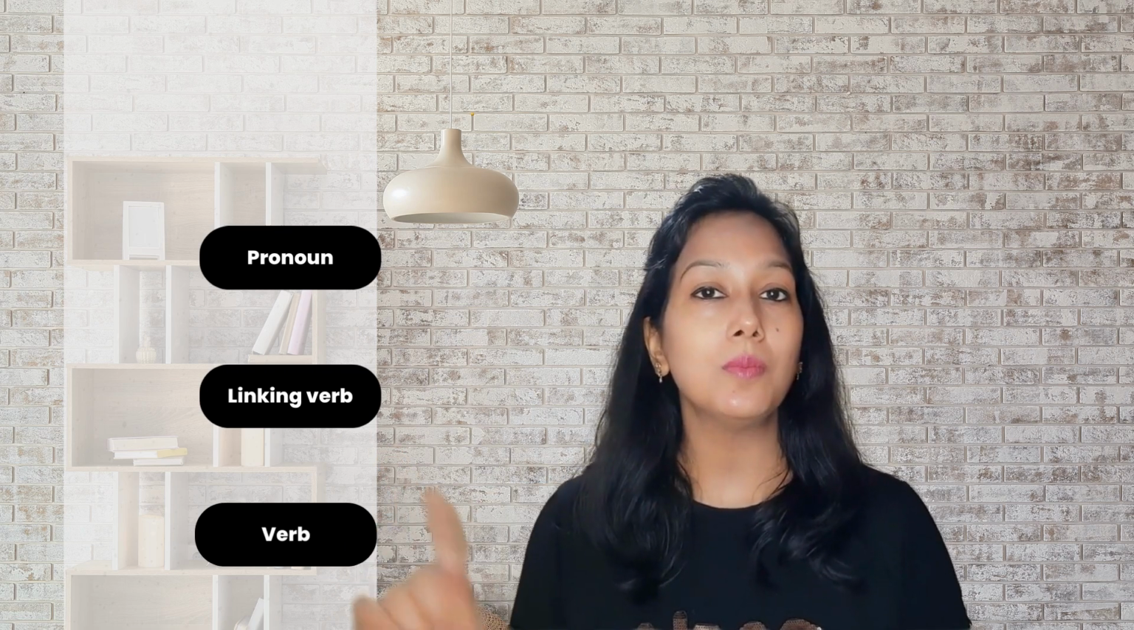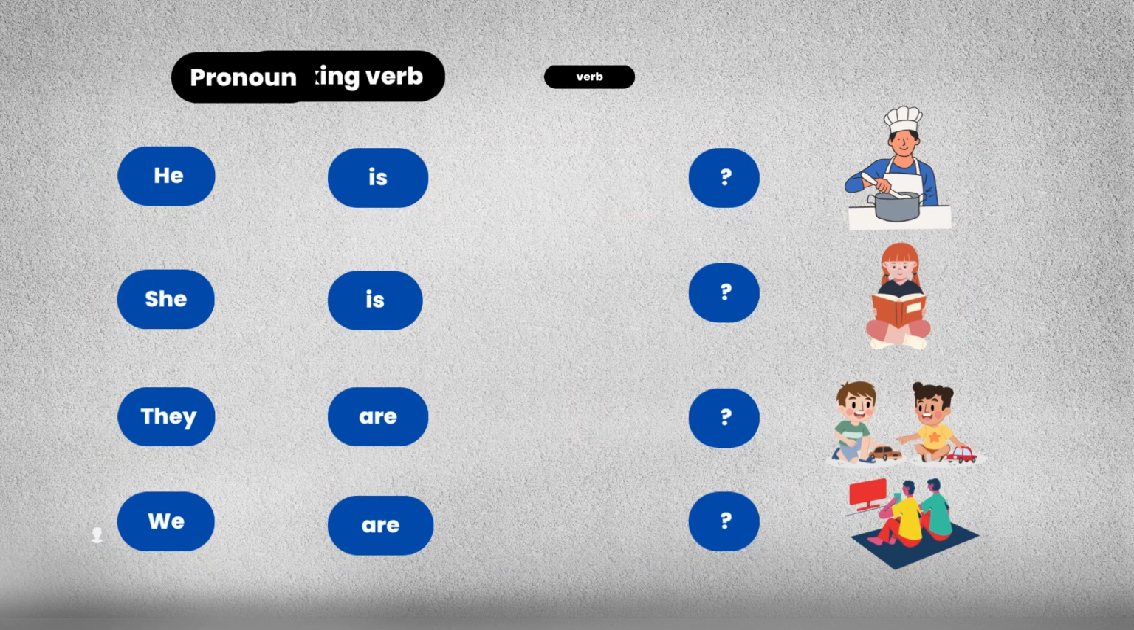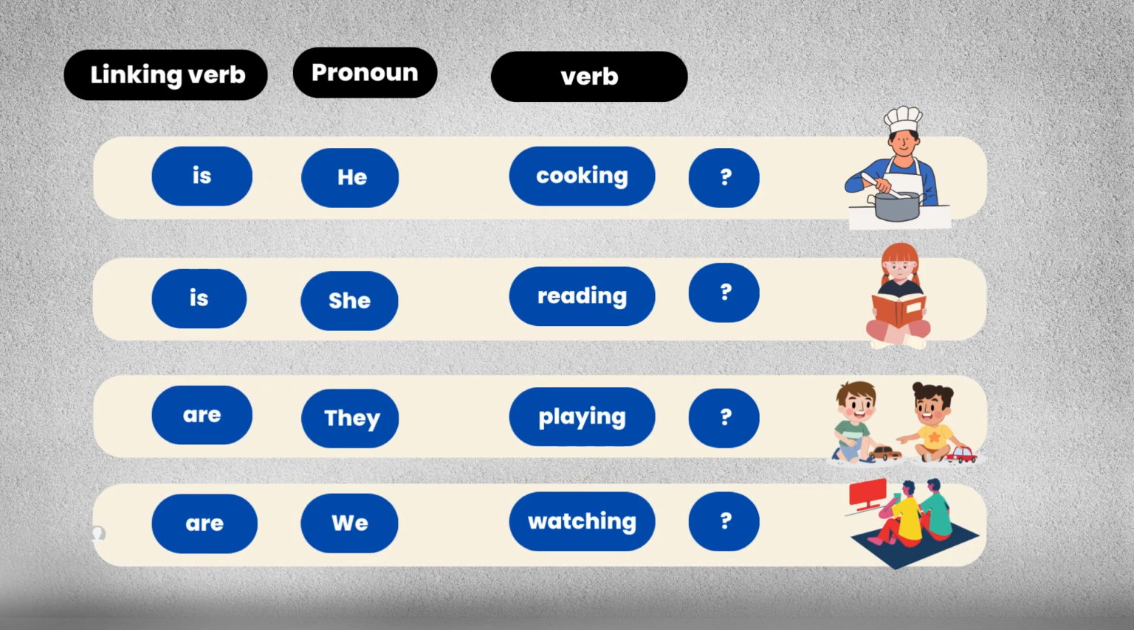Now let us use pronoun, linking verb, and verb in present continuous tense. Here are sentences which are formed with the help of pronoun, linking verb, and verb. He is cooking, she is reading, they are playing, we are watching. All these sentences show that the action is being done right now. Turn these sentences into questions just like this.